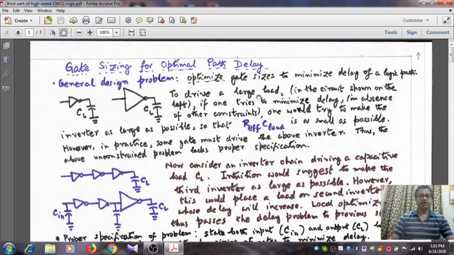So now we'll start discussion on the next topic, that is gate sizing for optimal path delay. Here what we shall do, we'll have a network of gates or a linear chain of gates. Now in order to obtain the minimal path delay, what are the required size of the transistors for individual gates? That will be our problem.